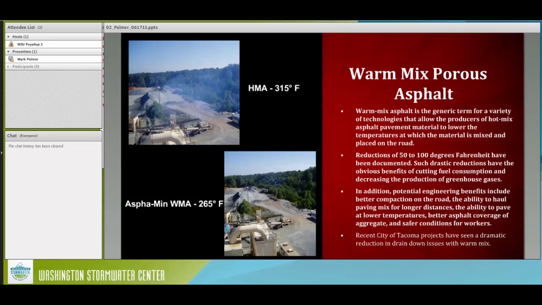Also, you end up putting the workers in less dangerous circumstances. They're going to be working on a cooler pavement, and it does allow for a longer compaction time, and a longer haul distance, and generally it's just more workable for a porous pavement as well.